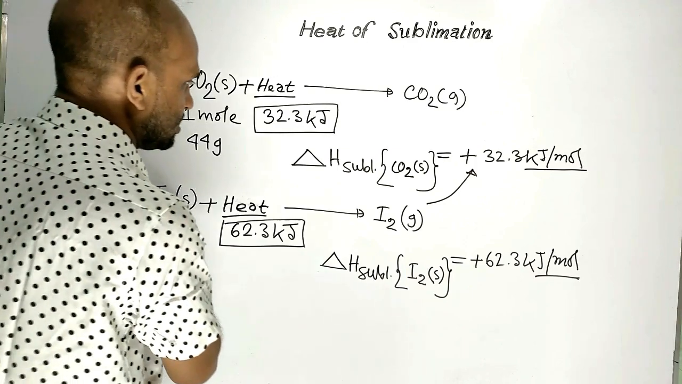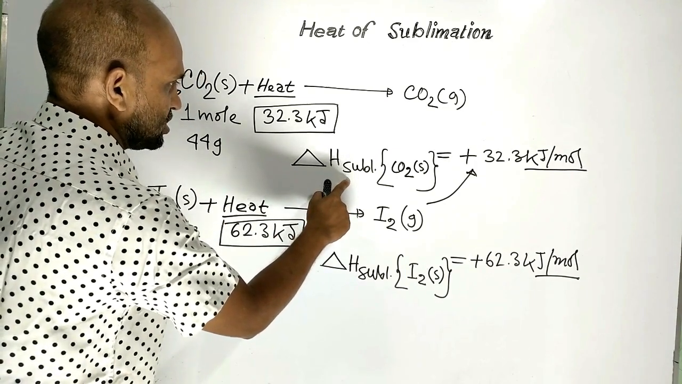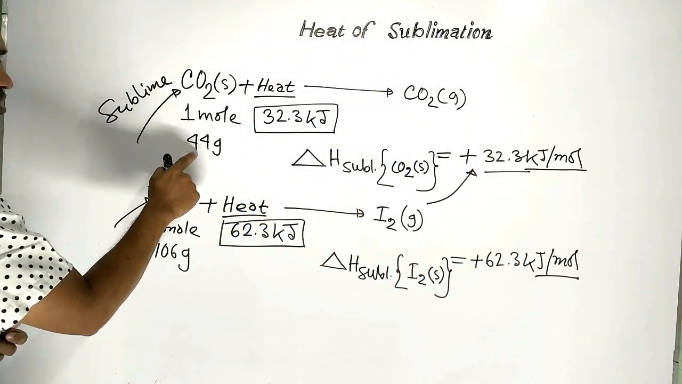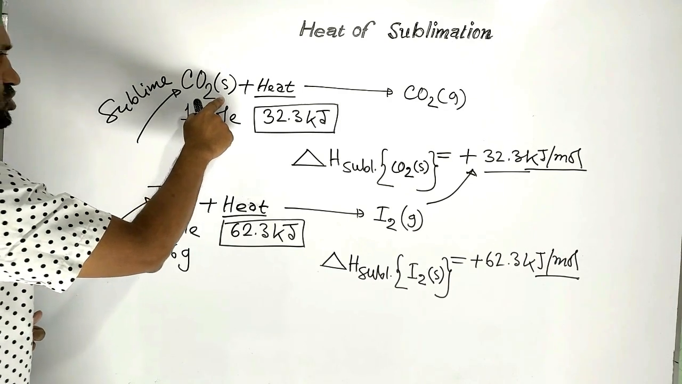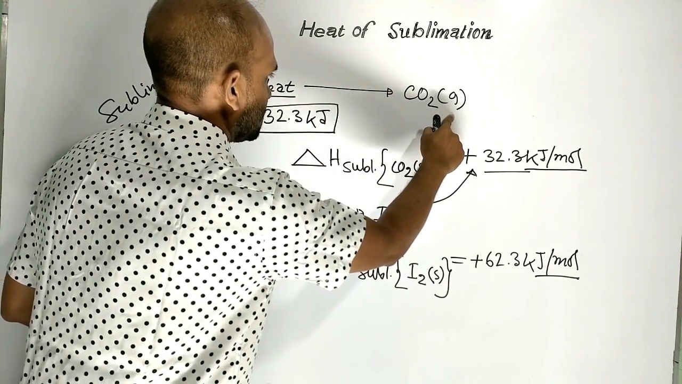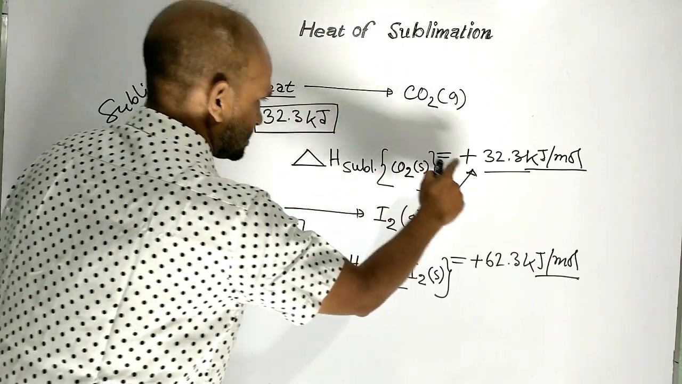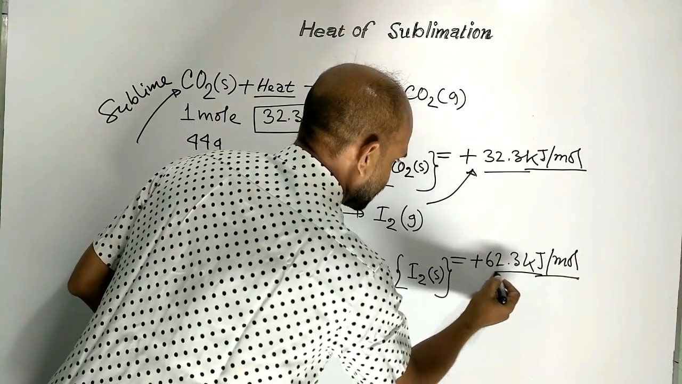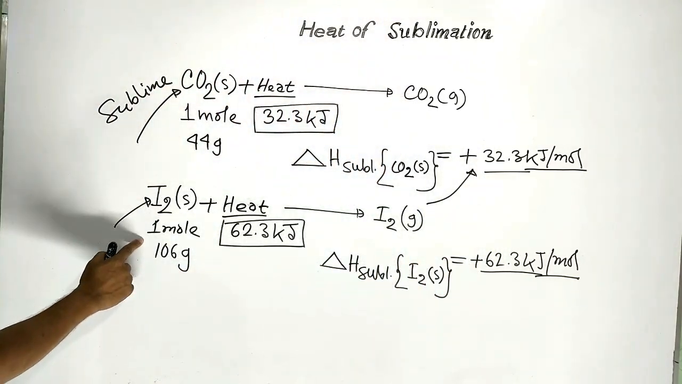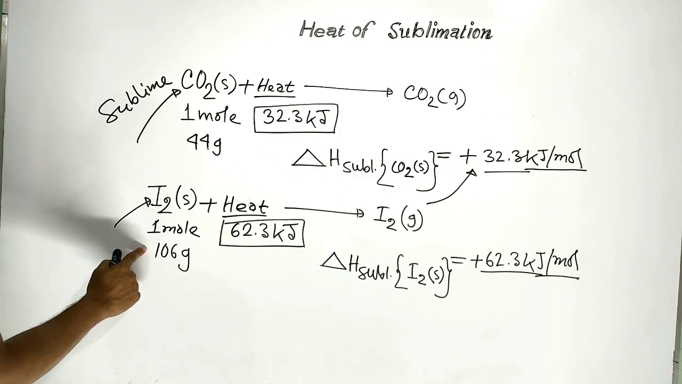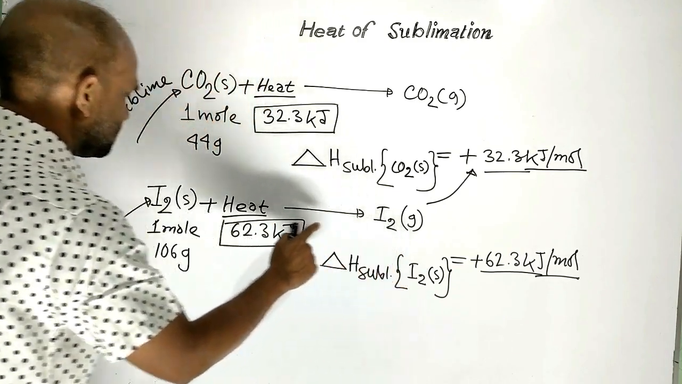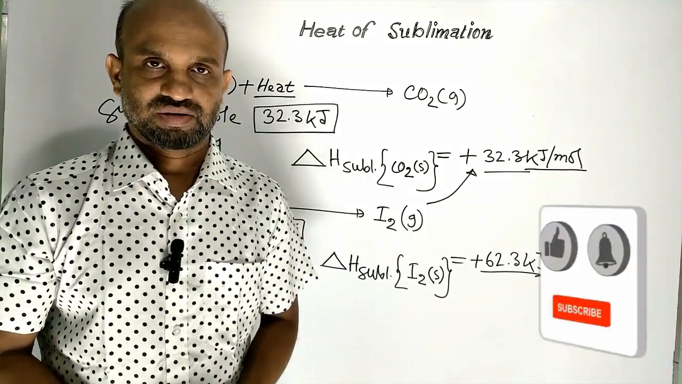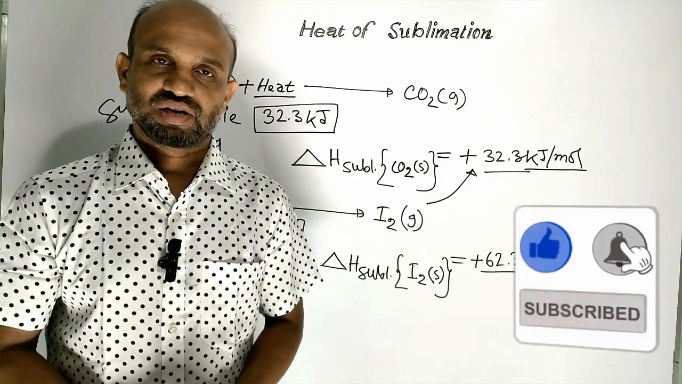Now, let us define what is heat of sublimation. The amount of heat required to convert 1 mole sublime from solid to gas directly without being in liquid state, that amount of heat is known as heat of sublimation. Heat of sublimation or enthalpy of sublimation.